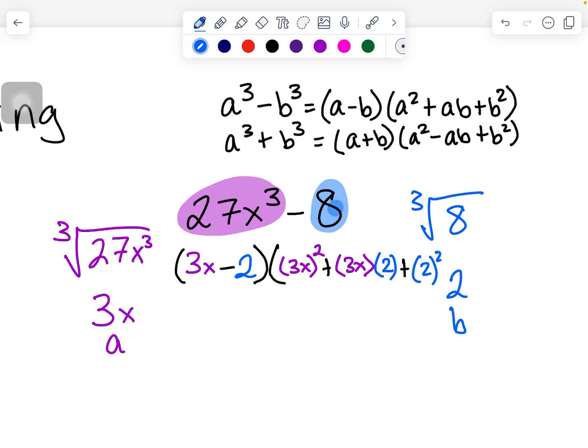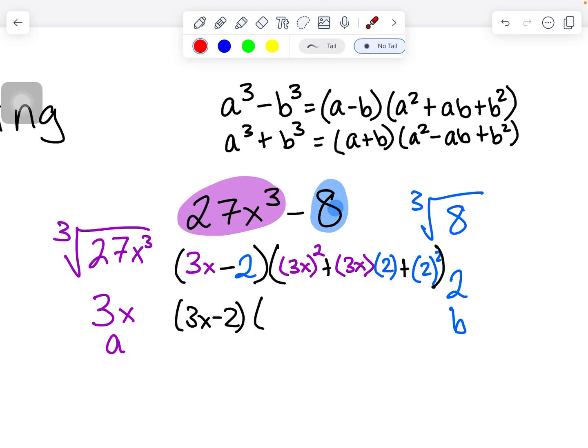Will I run out of space? No, yay. There we go. Then from there, you do have to simplify just a little bit. My first set of parentheses will remain 3x minus 2 because I can't do anything to that. But on that second set of parentheses, I can simplify.